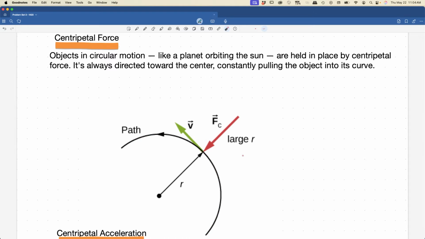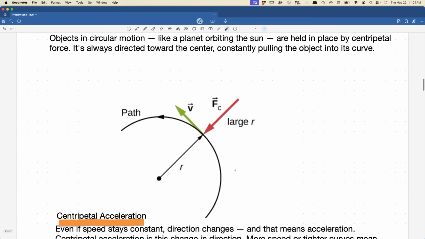It's important to remember that if the radius is bigger, then the centripetal force becomes smaller. Alright, so a bigger radius, smaller centripetal force. And on the other hand, a smaller radius gives rise to a bigger centripetal force.